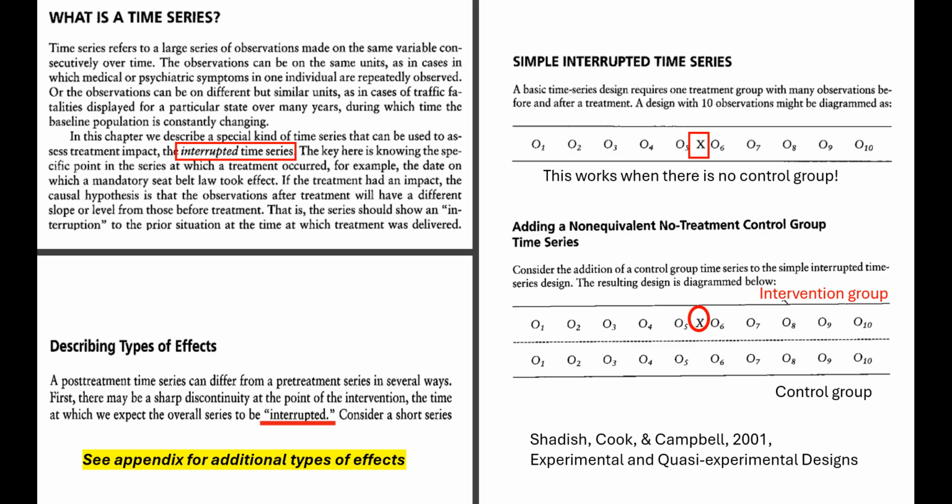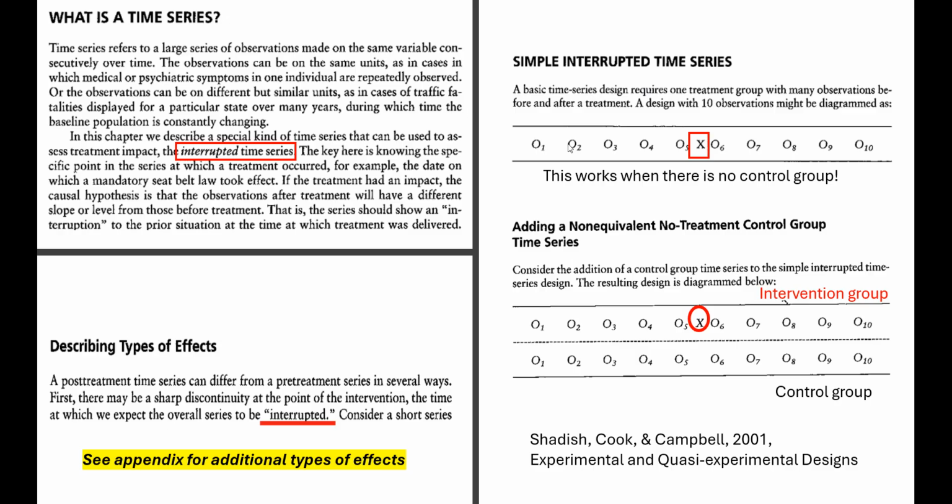We can also refer to it as a treatment period or an intervention period, but it would be when the treatment was applied. And we have another example for different types of effects. One of them being a discontinuous effect, which we showed in one of the earlier slides. An important thing to make note of is that we have different types of interrupted time series that we can perform. One, for example, is the simple interrupted time series, and this works when there is no control group.